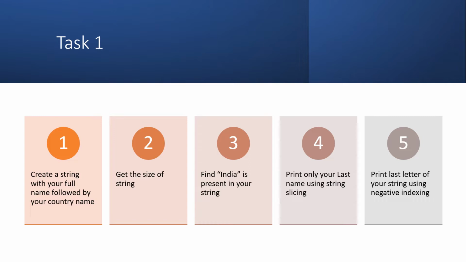Then the third task is using the in keyword. We have studied that in our class. Using the in keyword, check whether a particular text is present in the string. The given text here is India. So if your country is India, then it will give you a Boolean value true, that it is present. Or if your country is not India, then your output will be false, that this India is not present in that.